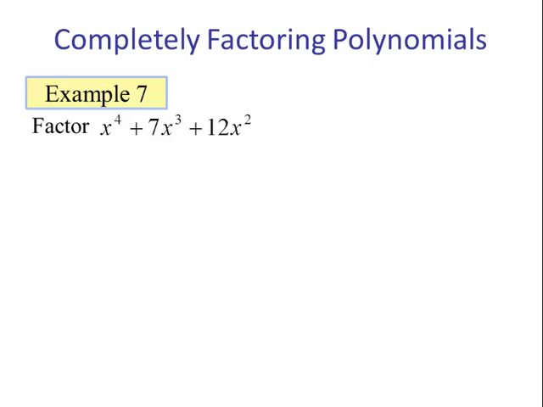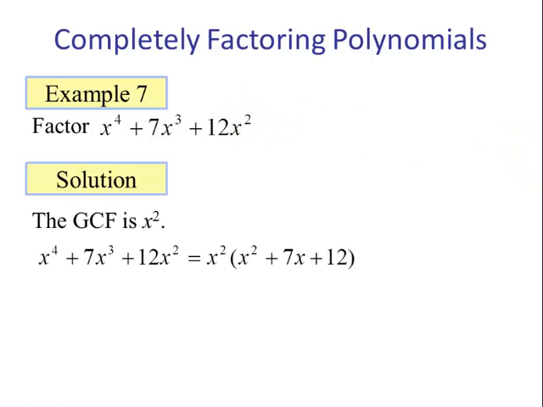Next, example 7: factor 4x to the fourth plus 7x cubed plus 12x squared. In this case, a is 1, but we have an x squared, an x cubed, and an x to the fourth. So that means we can factor out the smallest power in each term, which is 2. So we have x squared times the quantity x squared plus 7x plus 12. Our next step is to factor this trinomial.